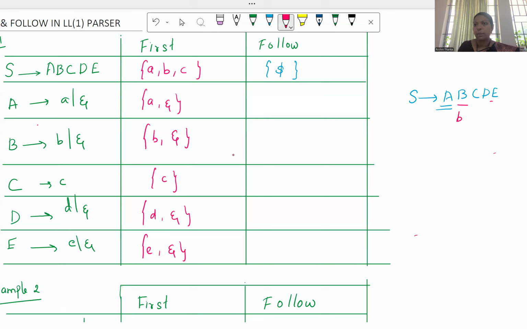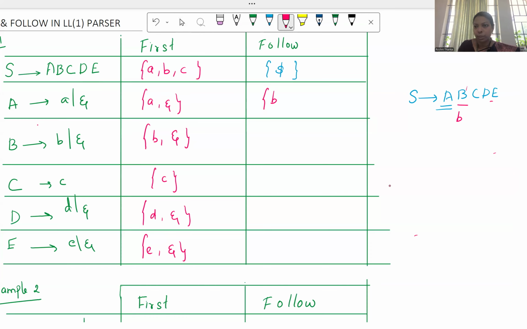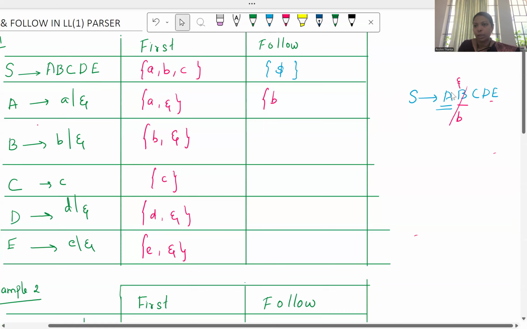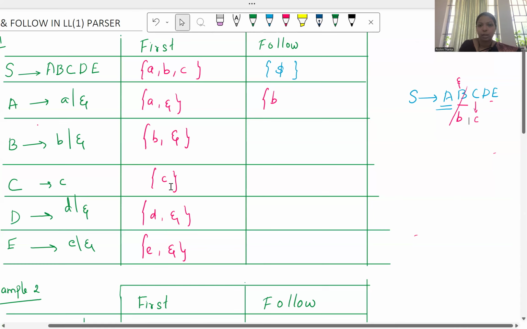So B can be substituted as small b. So it can be b. And we have one more alternative for first of B, right? That is epsilon. So if I make it epsilon, which means nothing, who will be following A? C. So C is again a non-terminal, so you have to find first of C. What is first of C? For first of C, we have only one alternative. So it is c. This can be derived as c. We don't have anything else, right? First of C is c alone.